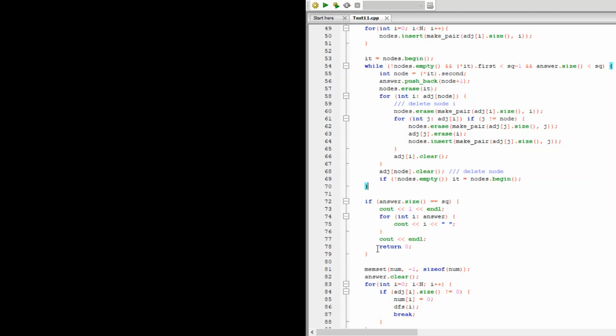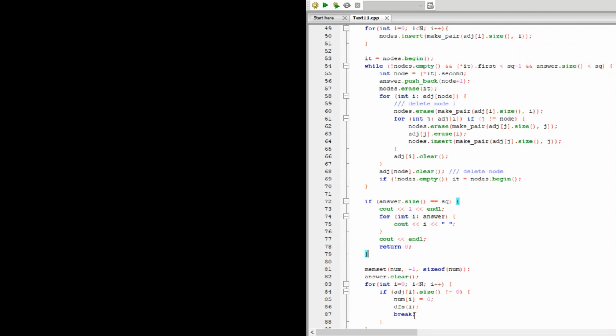Now that we've exited this loop, there's two cases. The first case is that the number of nodes in our independent set equals square root of n. This means we found our answer. So we output 1, and we output our answer, a new line, and return 0. So we end the program here.